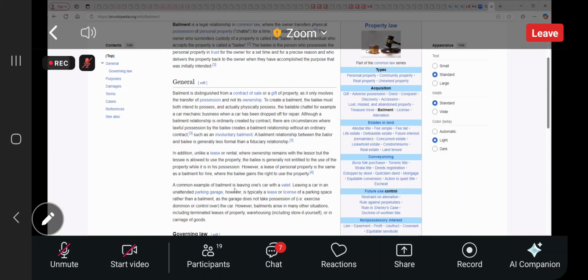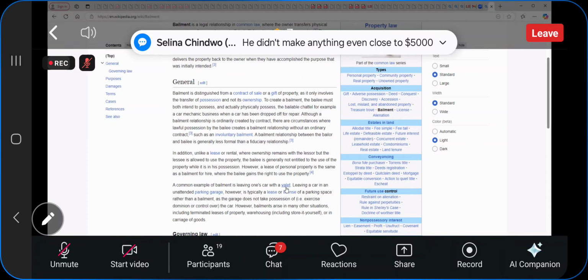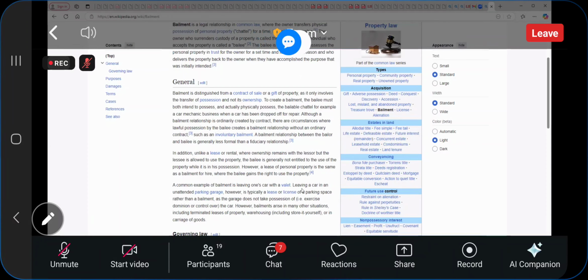A common example of a bailment is leaving one's car with a valet. Leaving a car in an unattended parking garage, however, is typically a lease or license of a parking space rather than a bailment, as the garage does not take possession of, or exercise dominion or control over, the car. However, bailment arises in many other situations, including terminating leases of property, warehousing, including storage units, or carriage of goods.